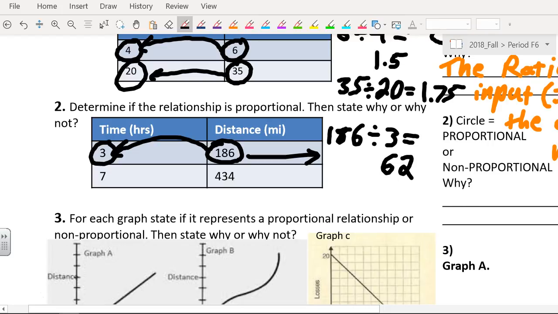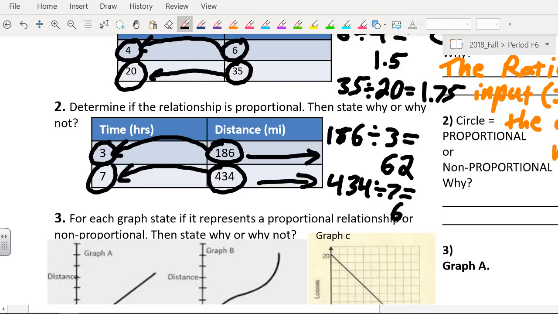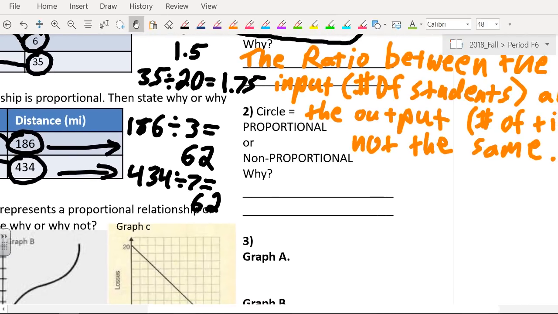434 divided by 7 is also 62. Also 62. Excellent. So let's write it down. That is correct, sir. So we are going to circle either proportional or non-proportional. What do you think, Mr. Gael? Proportional. So do we agree? Yeah. So we're going to circle proportional.